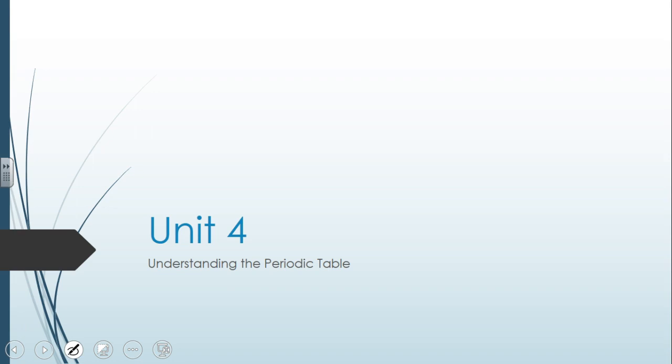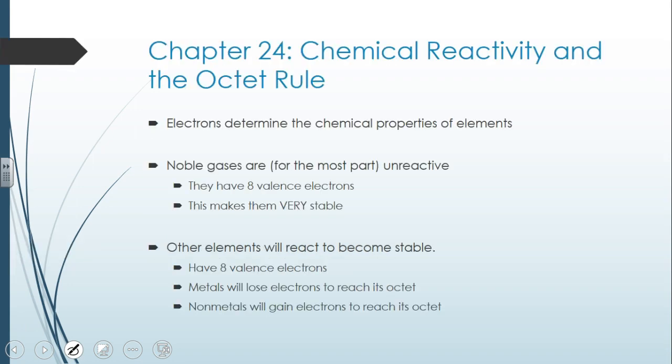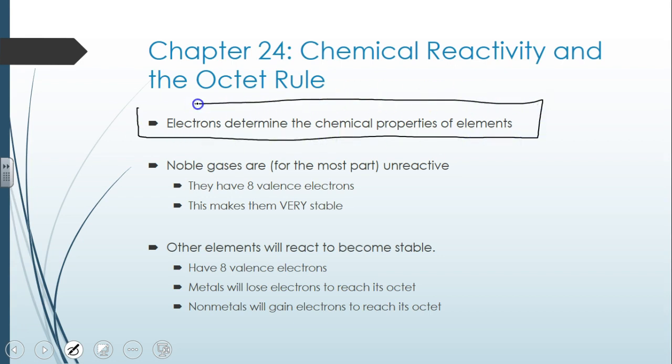Another video lecture about Chemistry 107, and we're beginning Unit 4. And in this video we're going to be talking about Chapter 24 and the Octet Rule. Now, the most important thing that we've already dealt with in Unit 3 is that electrons determine the chemical properties of an atom.